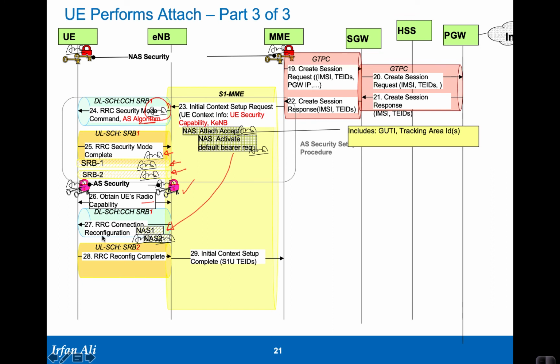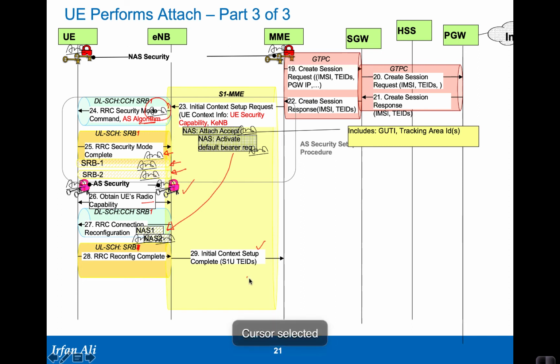And the mobile reconfigures its radio and sets up a data radio bearer for the IP connectivity that it has, and it first sends an RRC reconfiguration complete message. Actually, it sends that in SRB1, and based on this message coming back, the eNodeB sends an initial context setup complete message, including the S1 TEID, to the MME. There is no additional security aspect in this message.